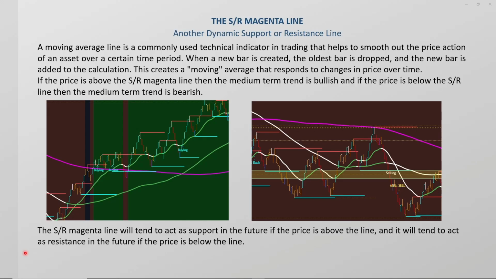The SR magenta line will tend to act as support in the future if price is above the line, and it will tend to act as resistance in the future if price is below the line. When price crosses the magenta line, like in this case, it used to be resistance, now a support, and we can expect the price to go up. In this case, price is below the line, every time it reaches the line, it will tend to come down unless it crosses this line upward.